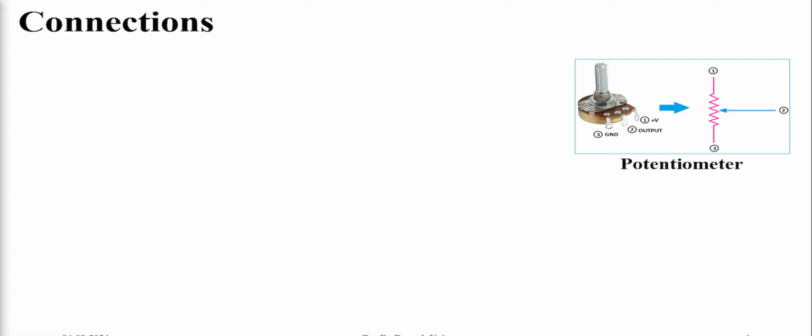Now let us see the connections that we have to make. To get the analog values, we will be using a potentiometer. Potentiometers have 3 legs: leg number 1, leg number 2 and leg number 3. Leg number 1 will be connected to VCC, or we can say positive voltage. Leg number 3 will be connected to ground, and leg number 2 will be connected to the output terminal, which will be connected to ADC channel number 1.